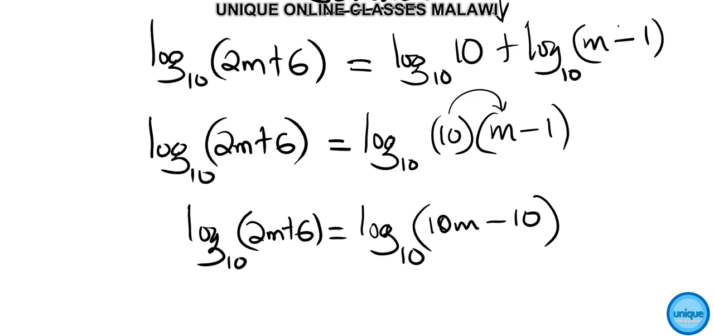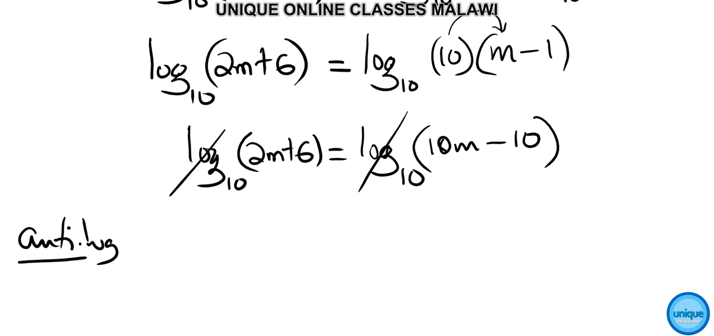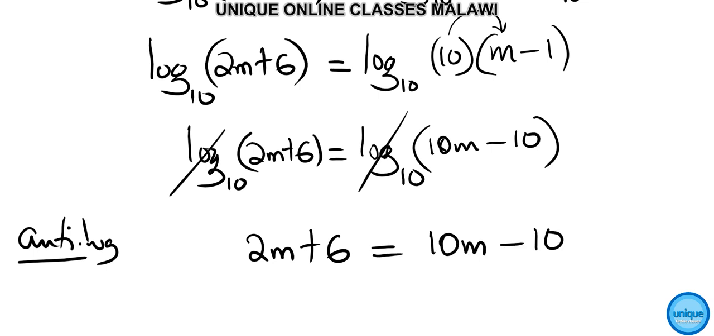And the next thing we need to do is to remove the log, like we did in the previous practice question. So the log cancels, and we are remaining with 2m plus 6 is equal to 10m minus 10.